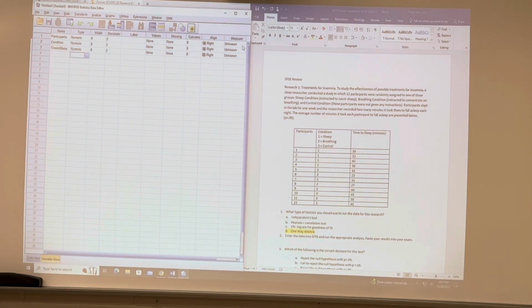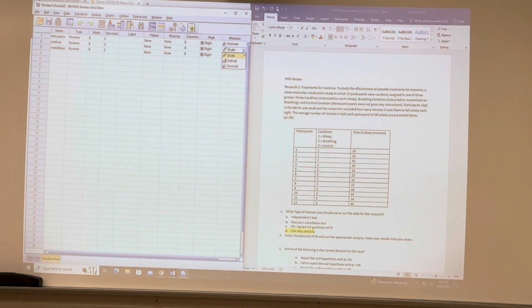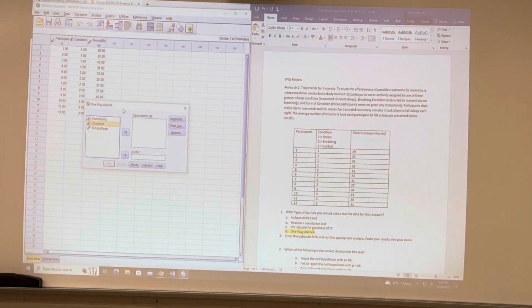Now, under the measure, participants for sure is nominal. Condition is what kind of data? It's nominal, right? It's three groups. And my time to sleep is scale, because you can count how many minutes it takes to fall asleep. Like a calculator for the conditions, like 1 equals this, 2 equals that, 3 equals this.